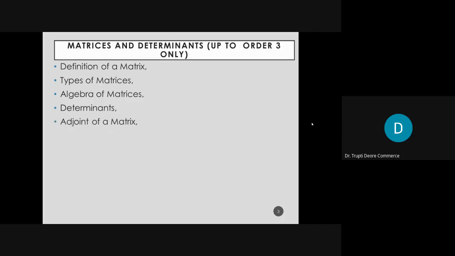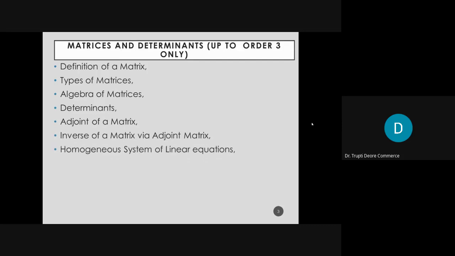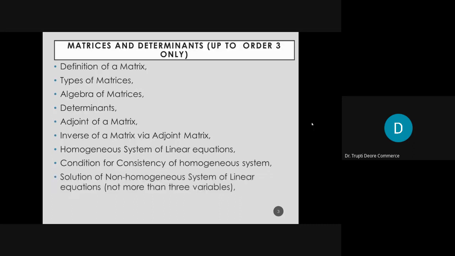Then adjoint of a matrix, we will see this. Then inverse of a matrix via adjoint matrix. And homogeneous system of linear equations. It means with the help of matrices, we can draft the linear equations also. So we are going to see the same also. Then conditions for consistency of homogeneous system. Then solution of non-homogeneous system of linear equations.